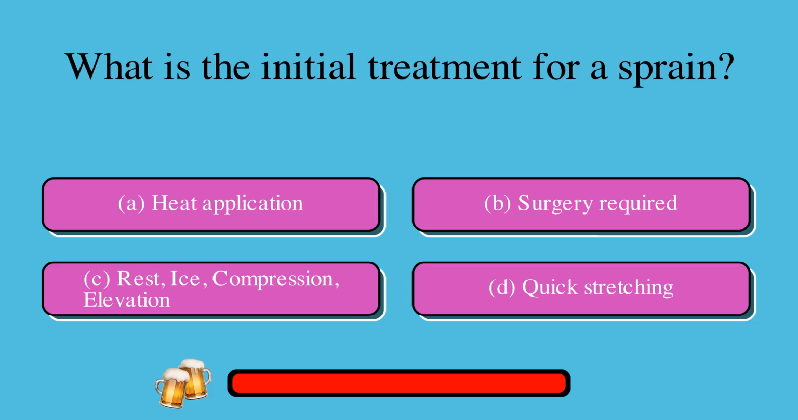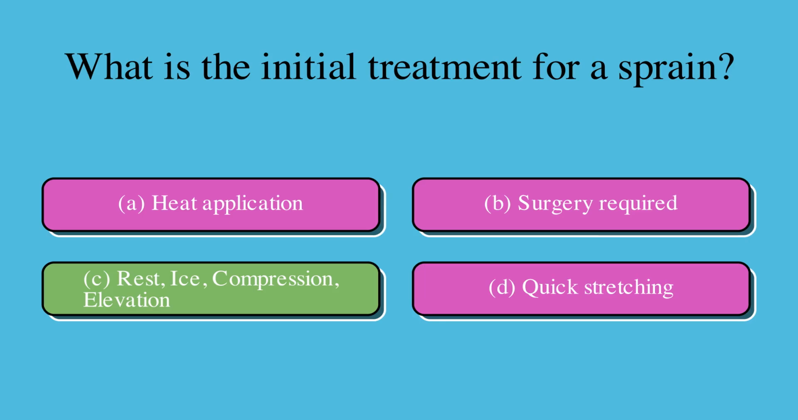What is the initial treatment for a sprain? A. Heat application, or B. Surgery required, or C. Rest, ice, compression, elevation, or D. Quick stretching? The correct answer is C. Rest, ice, compression, elevation.